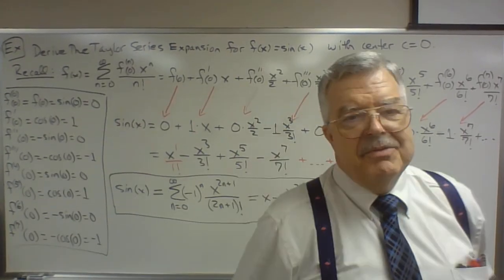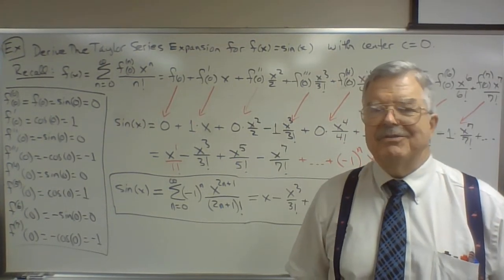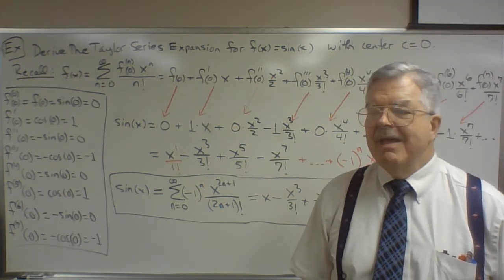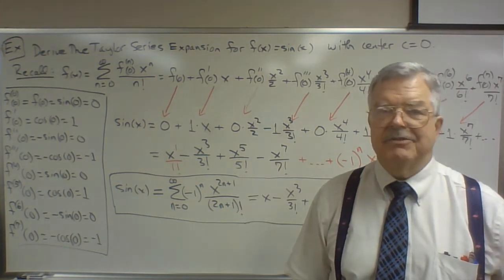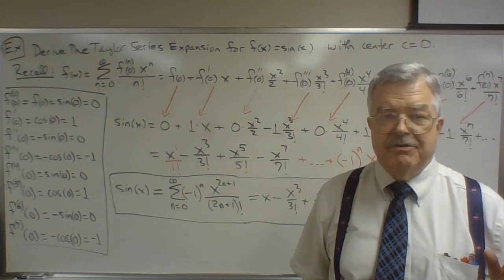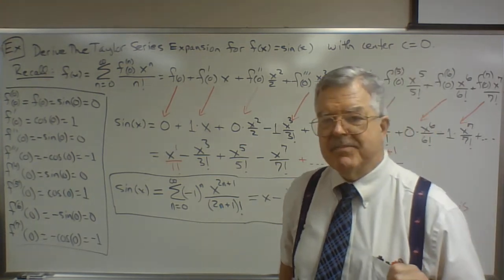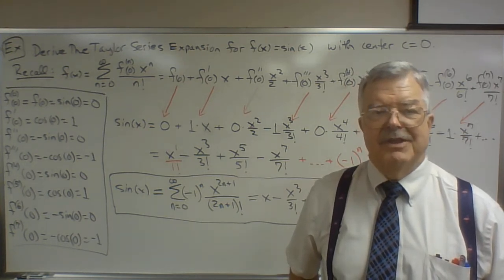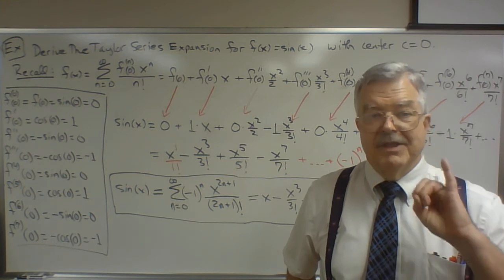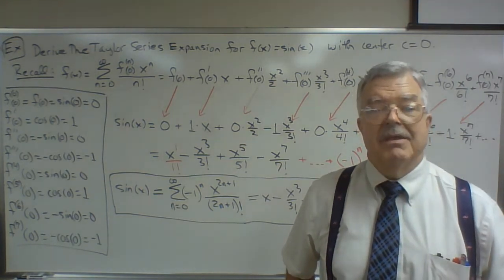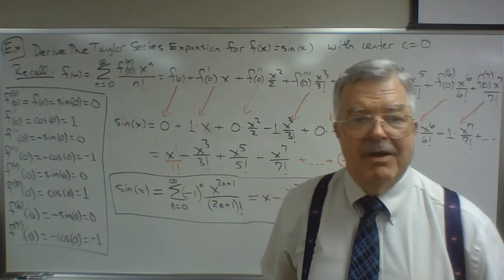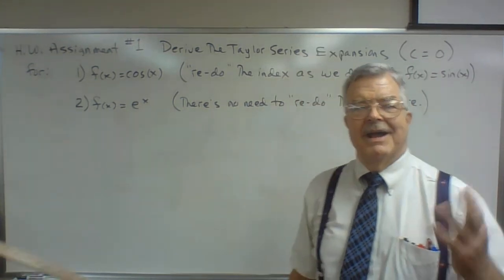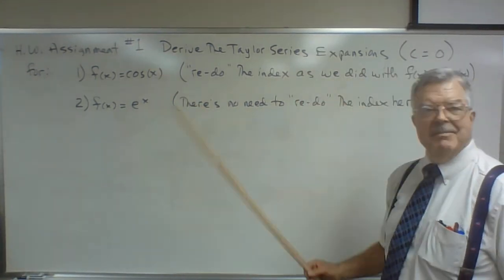Now, having gone through that example, I'll give our first homework assignment for the term. And if it's challenging, that's good. If it's not, that's good too. But we should do these out. And our homework assignment is essentially derive the Taylor series expansion for e to the x and cosine of x with center c equals 0. I'll write that down. Ta-da! Here's our first homework assignment.